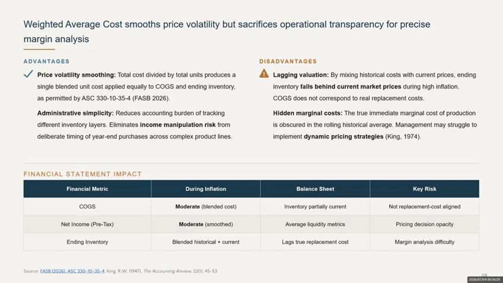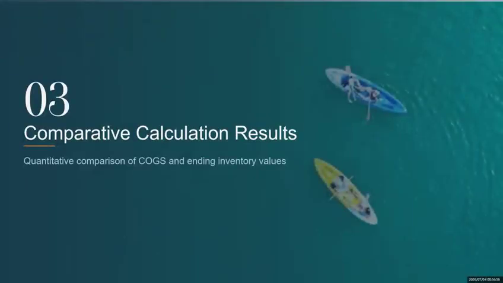And more critically, the averaging approach obscures genuine production marginal cost, preventing management from obtaining accurate cost data to support dynamic pricing decisions and potentially eroding corporate profit margin. So next, I will use specific quantitative calculations to visually compare the differences between various methods in estimating operating costs and ending inventory values.